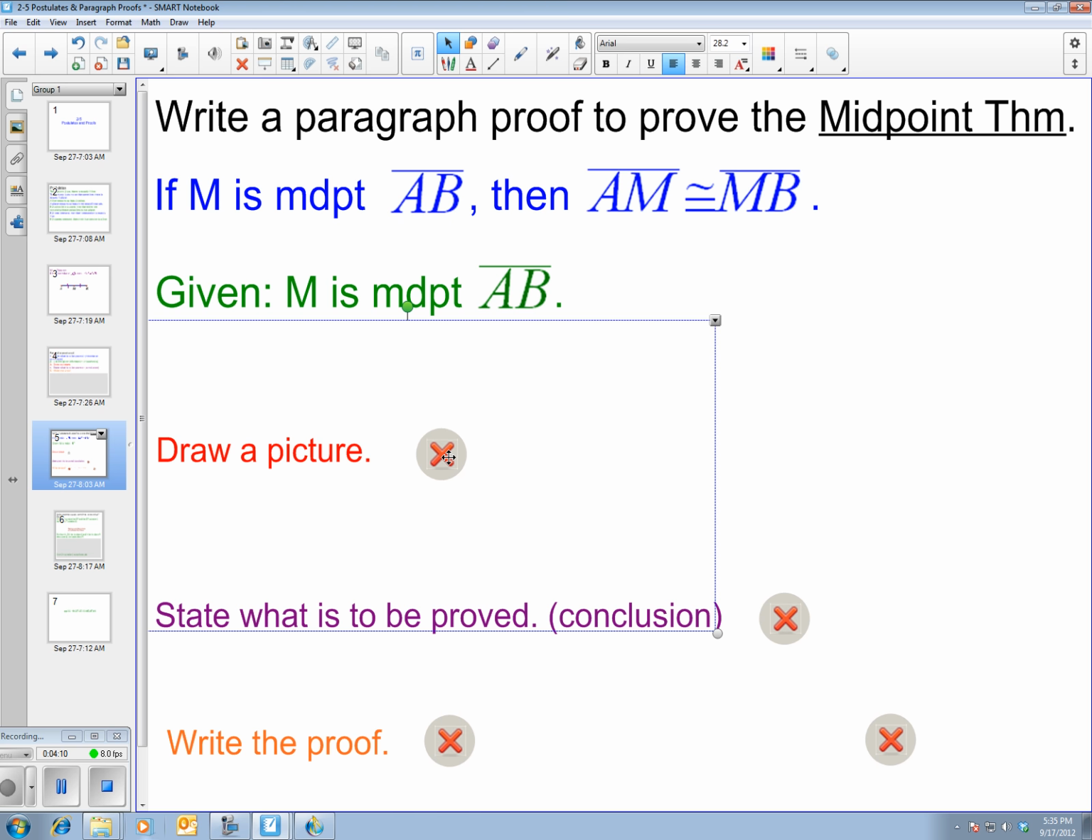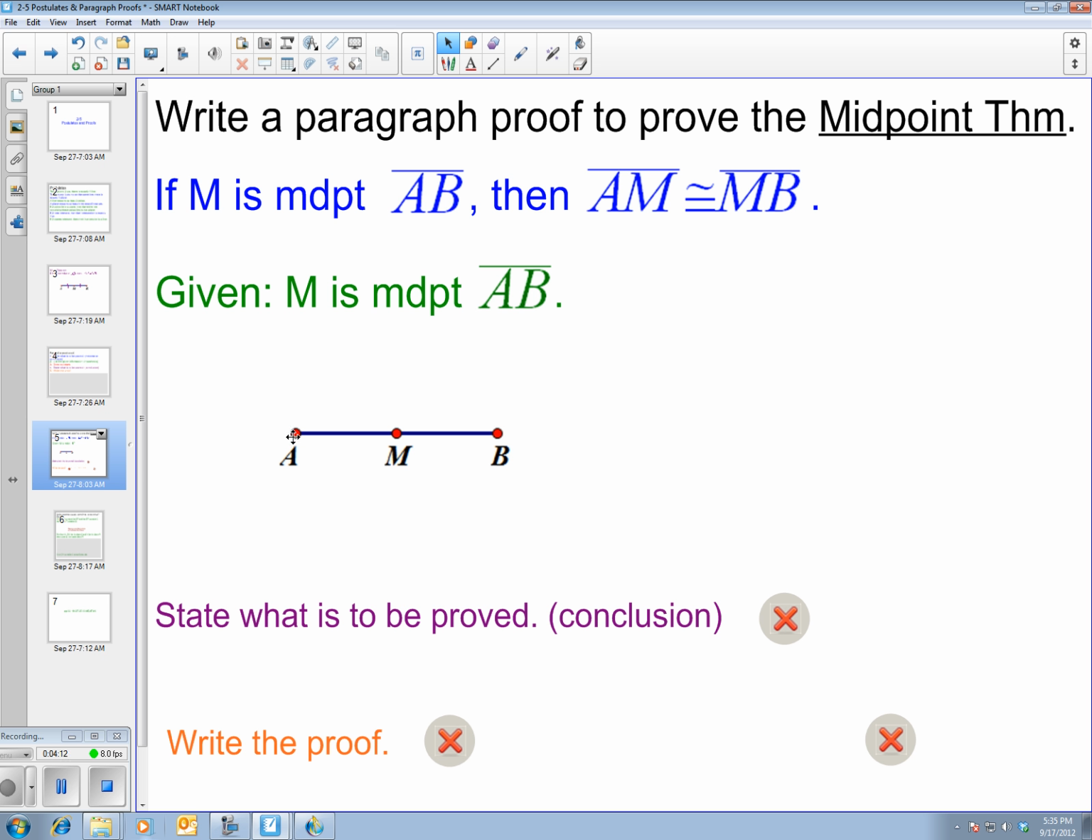Next, draw yourself a picture. Here's our line segment AB with M being the midpoint. And we were given that M is midpoint, so it would be a good idea to mark that on our picture. The way to mark that is that this piece is congruent to this piece. AM is congruent to MB. We know that because it was given to us. Next, state what is to be proved, or the conclusion. For this problem, it's AM being congruent to MB.